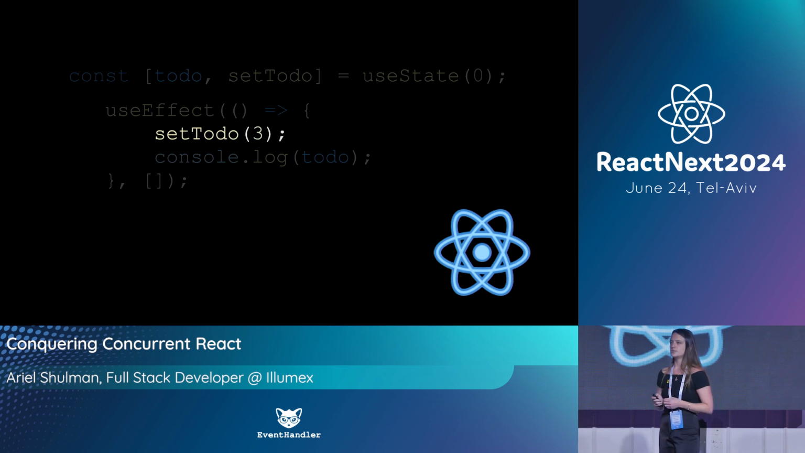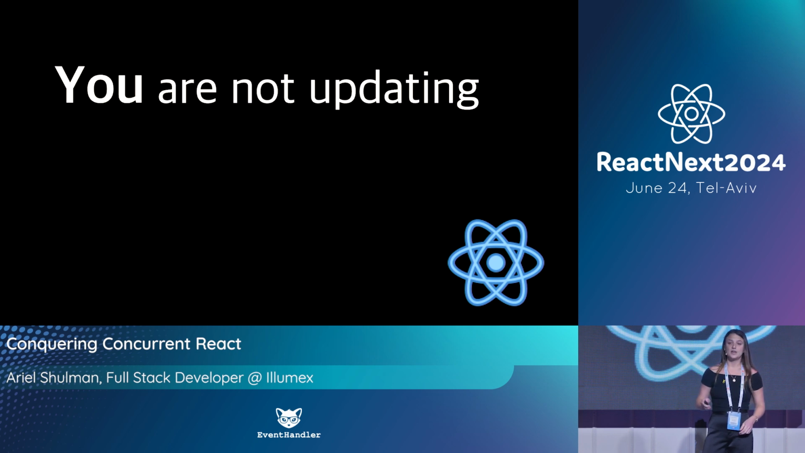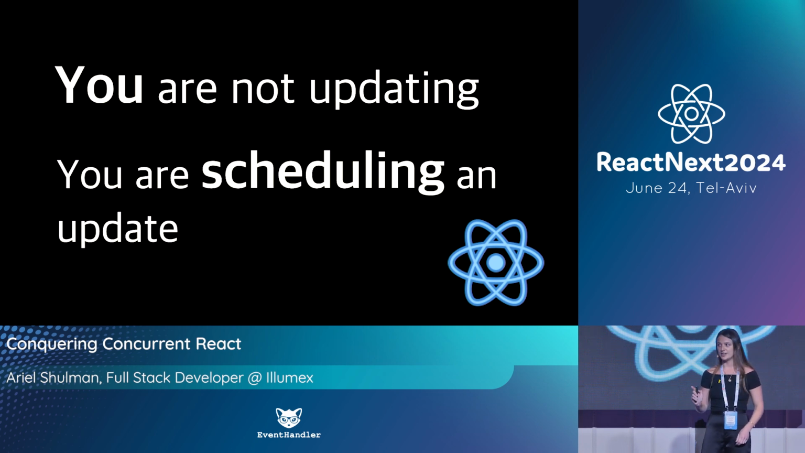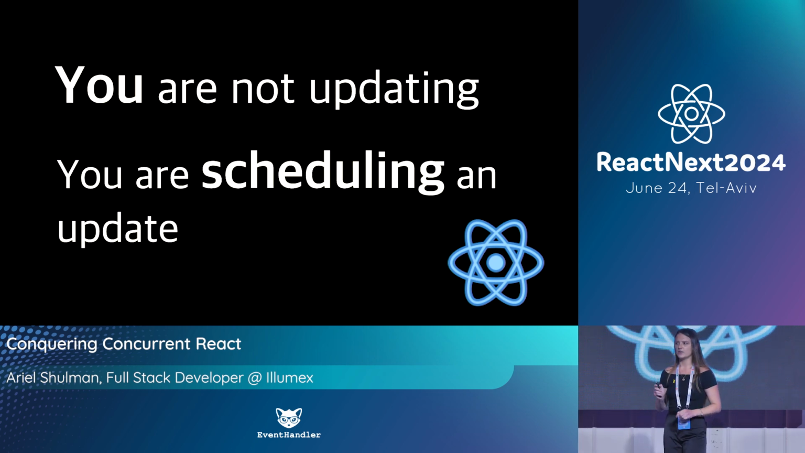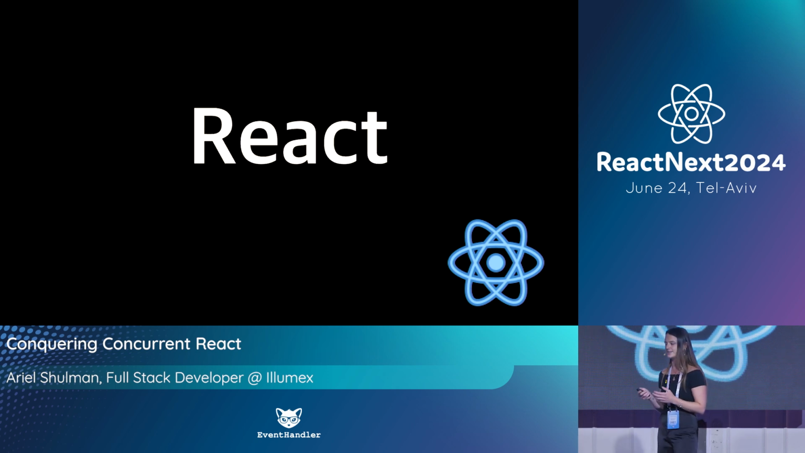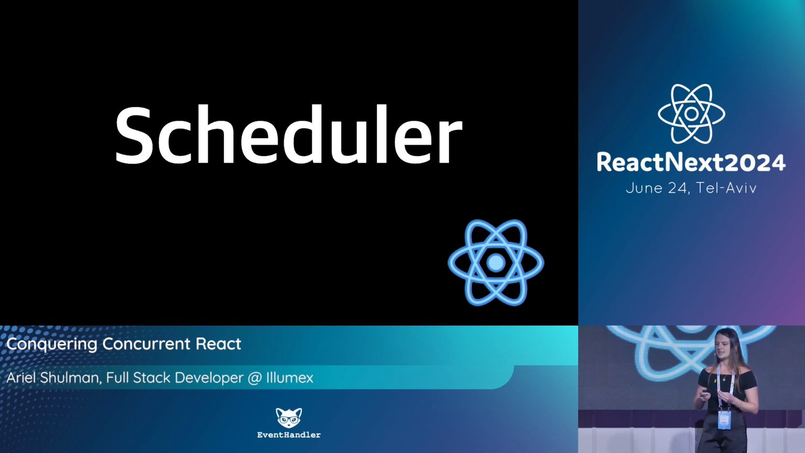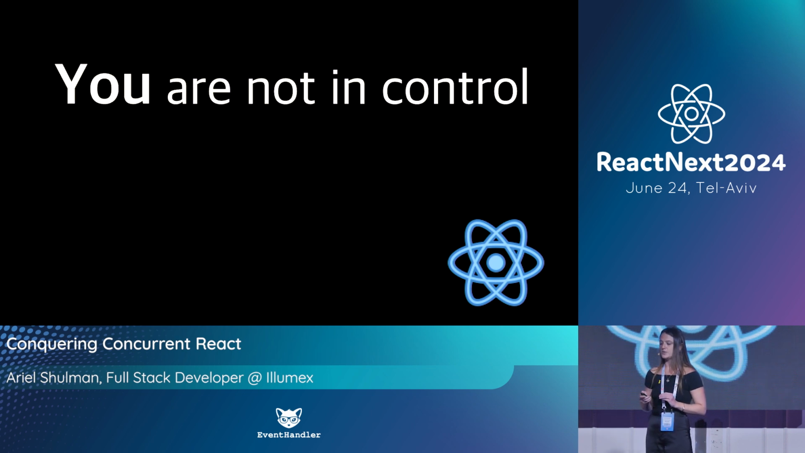When you call setToDo to 3, you are not updating anything. You are just scheduling an update. And I feel like a lot of things get much better the moment we stop expecting React to be reactive and we start seeing React for what it really is. React is a scheduler. React is an asynchronous model. React is the one that has the control over when state updates would be executed. Okay, so you are not in control, React is.